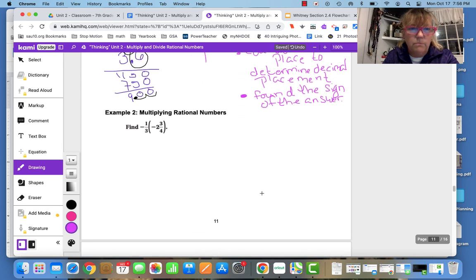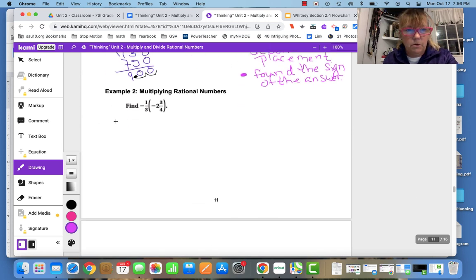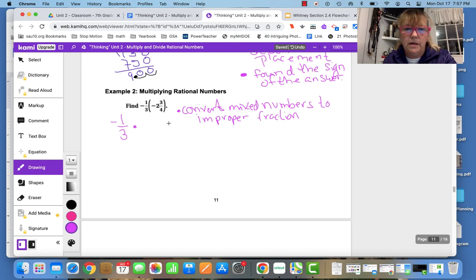All right, let's look at multiplying rational numbers. So I'm going to start with negative 1/3, and I'm going to multiply that by negative 2 3/4. And we know that our first step is to convert mixed numbers to improper fractions. You cannot multiply a mixed number with a fraction. It has to be an improper fraction.